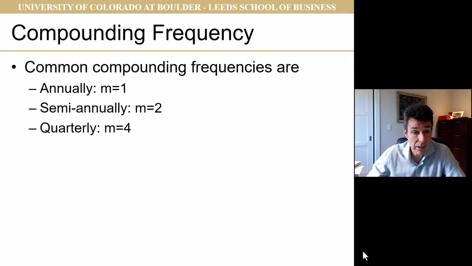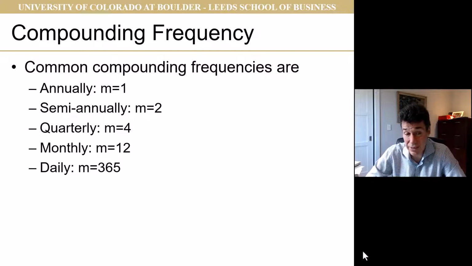Now, common compounding frequencies, really 5 that show up regularly. 1, annual. 2, semi-annual. 4, quarterly. 12, monthly. And 365, daily.